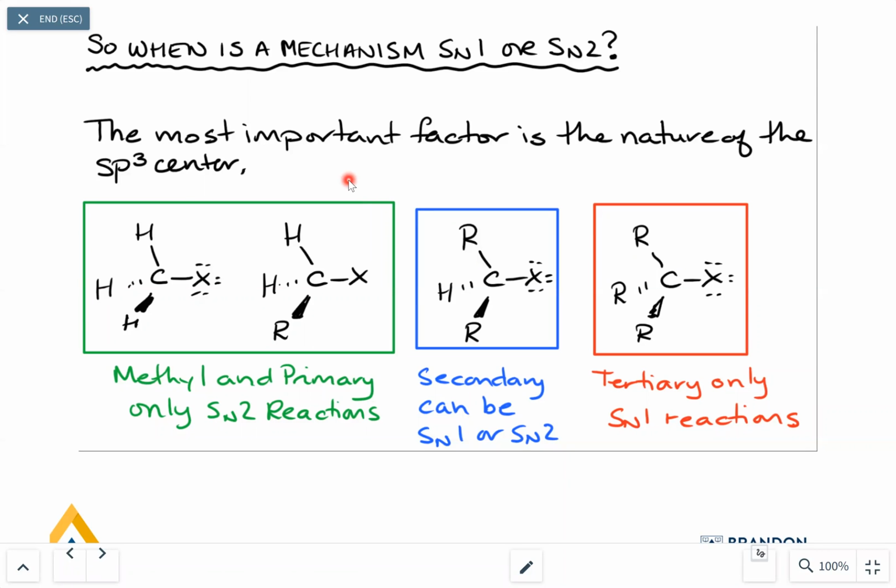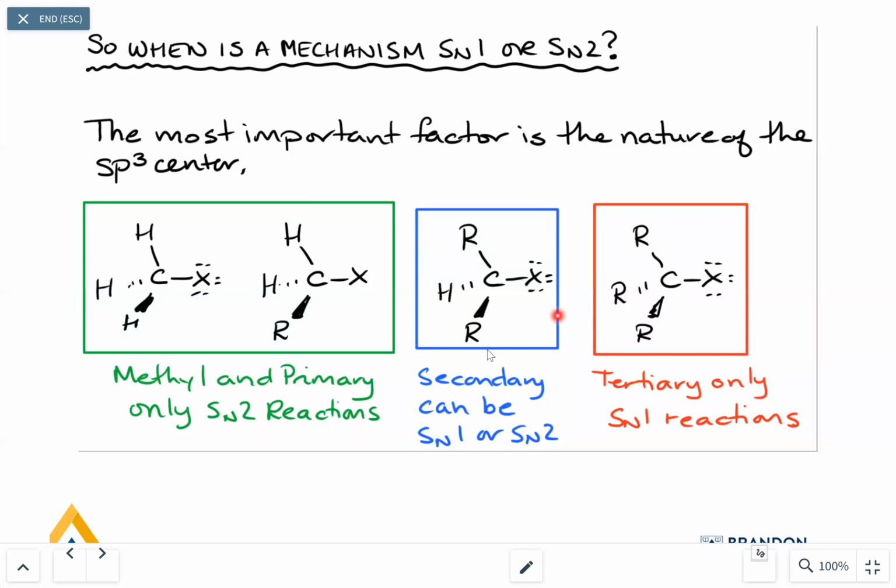So we're coming to the end. We've gone over the mechanisms of both types of reactions. We've seen the energy diagrams of both types of reactions. We've looked at intermediates, if any, that existed for either of the two. And methyl and primary alkyl halides will only undergo SN2 reactions. Tertiary will only undergo SN1.